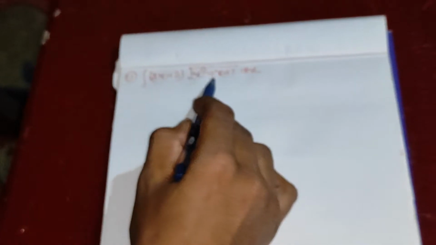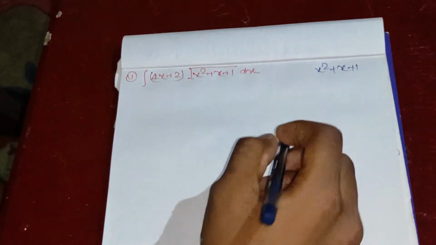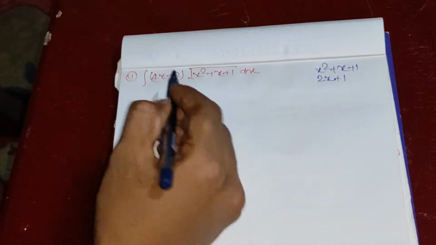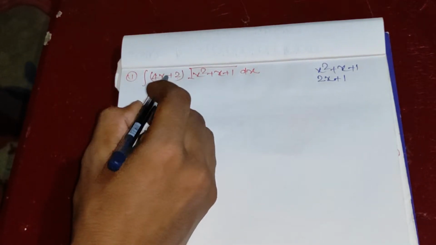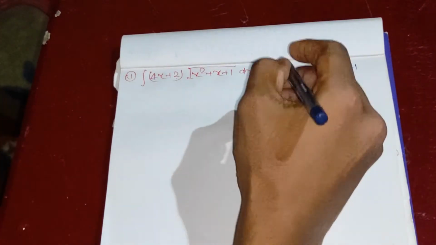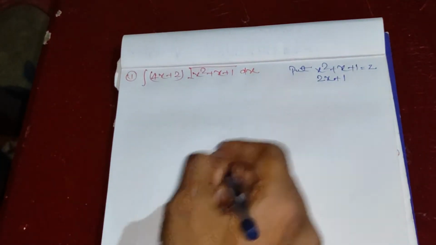Like here we can see this term x² + x + 1. If we differentiate, we have 2x + 1. And here also 4x + 2, if we take 2 common we have 2(2x + 1). So this type of thought you have to create while solving integration, because you don't get rules for every question. You have to apply that. Mathematics is all about that. Now here we will put x² + x + 1 equal to z.